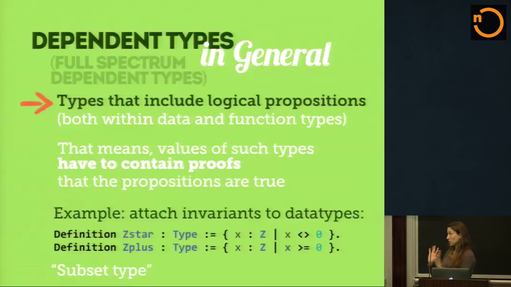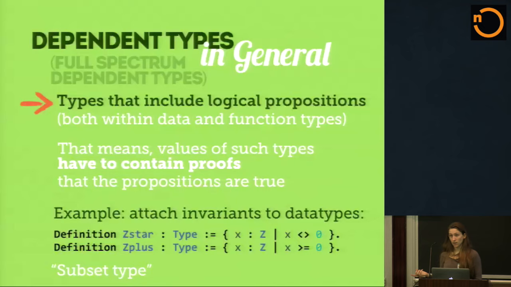So just to give you an idea of what a real dependent type is, a full spectrum dependent type, the idea is that types depend on values. And what that means is that in the type, you can include a logical proposition which says something about what the values of those types should take, right?